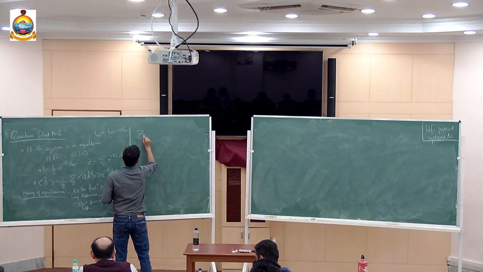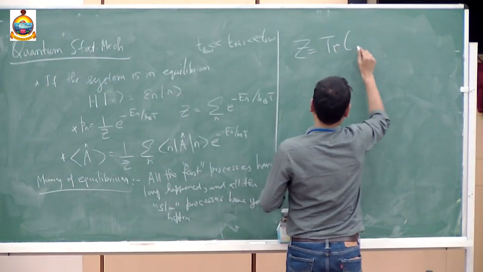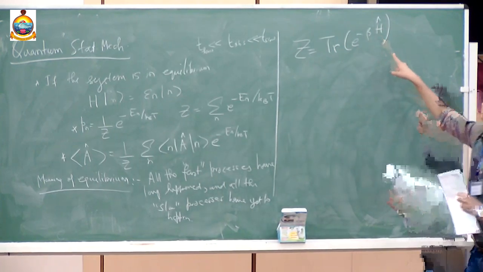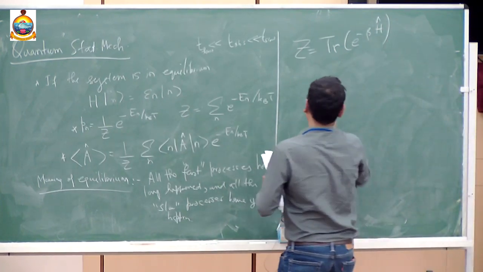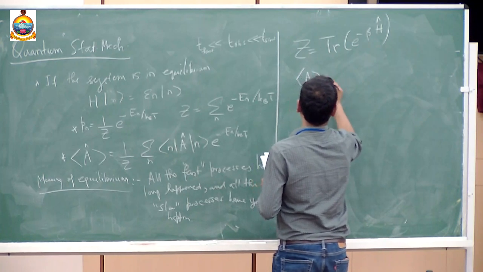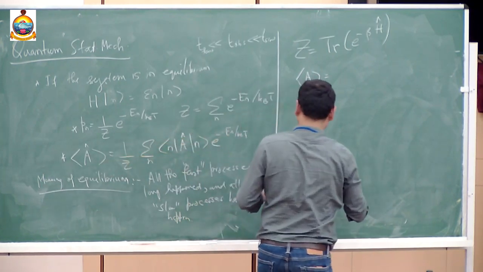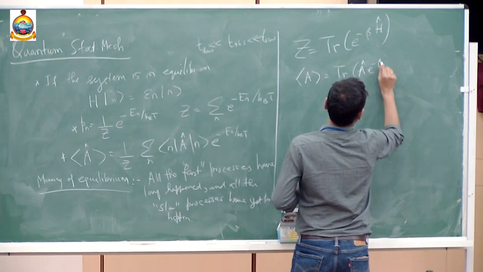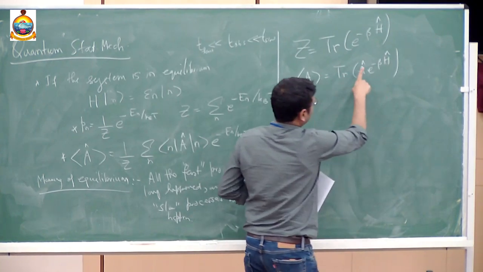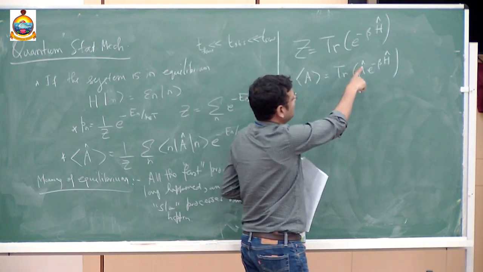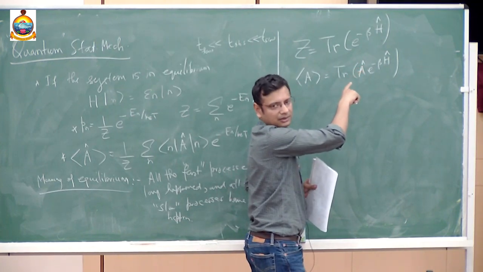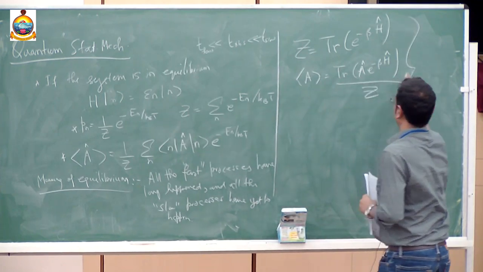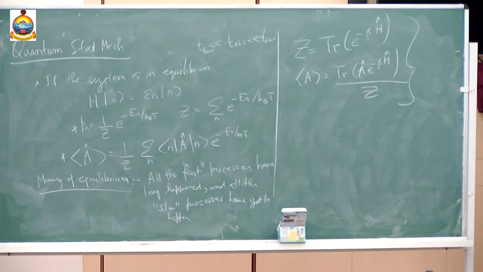So then the partition function is just trace of e to the minus beta h. So this h is an operator, right? Good. And this a is trace of... So whenever I have this symbol here, usually I just keep it reserved for operators. Okay? Good. So that's it. Right?